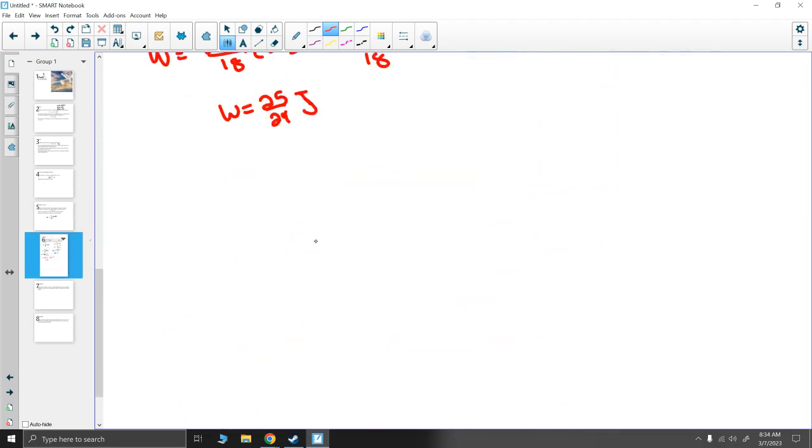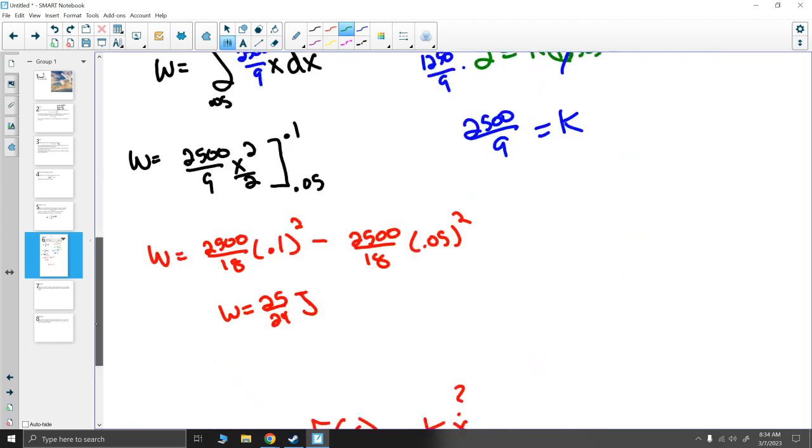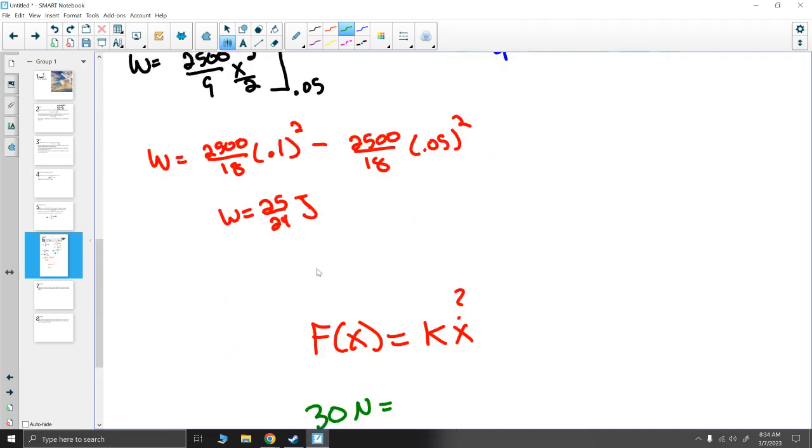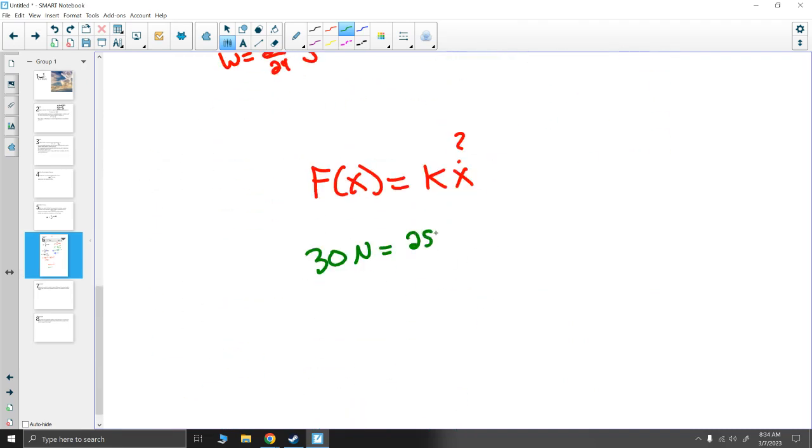So if we're looking for how far a force of 30 newtons will keep the spring stretched, then again, force is equal to k times x. We're looking for our x. Our force here is 30 newtons. 30 newtons is equal to our spring constant, which was 2,500 over 9, times our x distance. So if we're looking for x, notice there's no integral here. It's just a basic physics question at this stage.